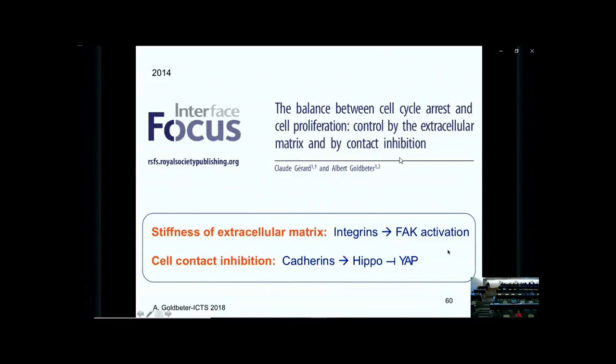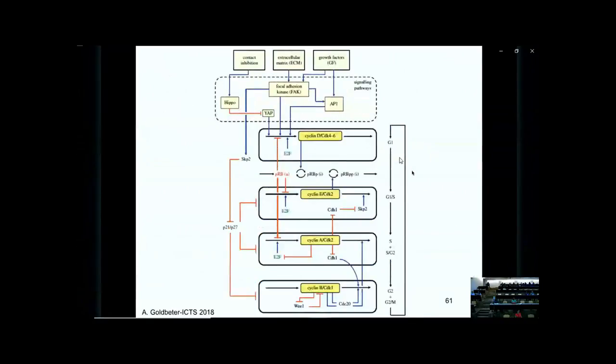So what we did in this paper subsequently, with Gerard, is to incorporate the control by contact inhibition and by the extracellular matrix. Previously, we considered growth factors. The extracellular matrix will activate the focal adhesion kinase, which will induce cyclin D synthesis. And contact inhibition will activate the Hippo pathway, which will inhibit YAP, which is a transcription factor inducing cyclin D synthesis.